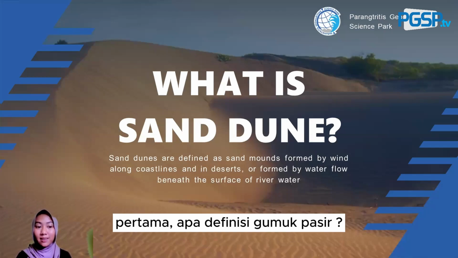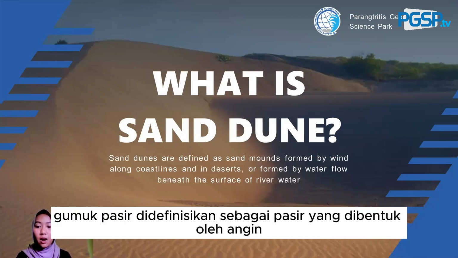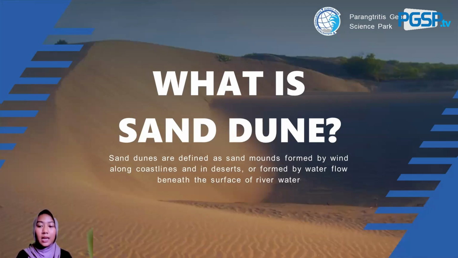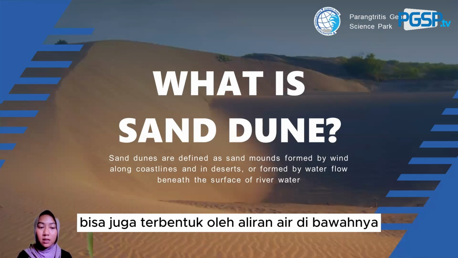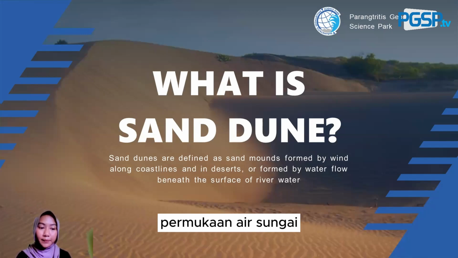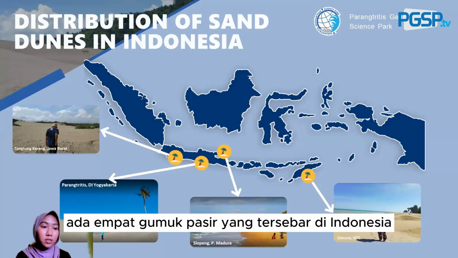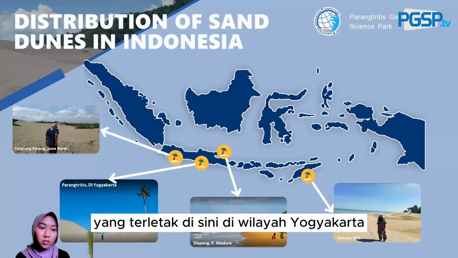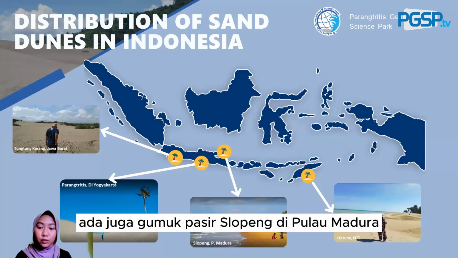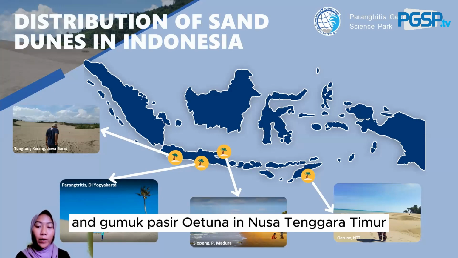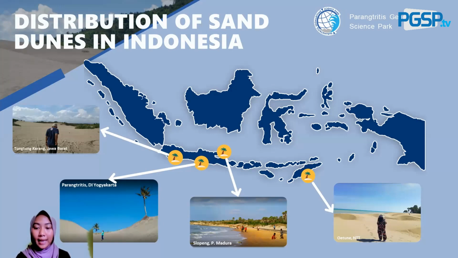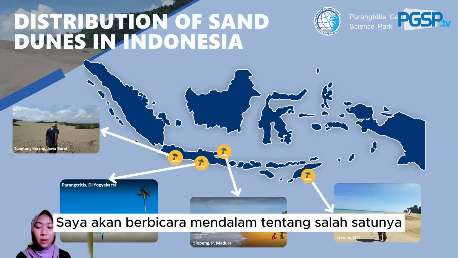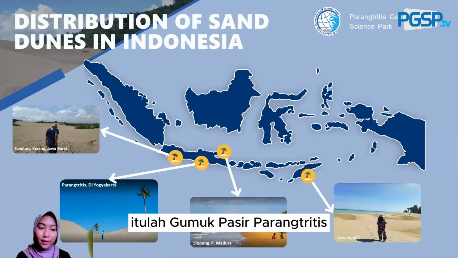First, what is the definition of sand dunes? Sand dunes are defined as sand mounds formed by wind along coastlines and deserts. They can also be formed by water flow beneath the surface of river water. There are four sand dunes distributed in Indonesia. The first one is Tungtung Karang. The second one is Parangtritis, which is located here in the Yogyakarta region. There's also Slopeng Sand Dune on Madura Island and Oe Tune Sand Dune in East Nusa Tenggara. And in this video, I will talk in depth about one of them, that is Parangtritis Sand Dune.